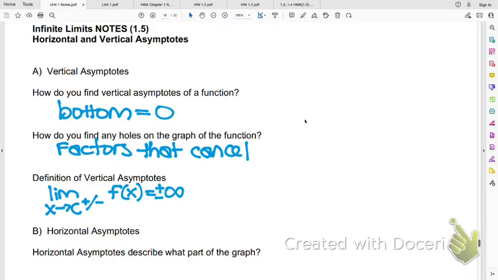It's only at asymptotes. Now, horizontal asymptotes are completely different. So think about when we did these in class last year. What did we use to figure out the horizontal ones?